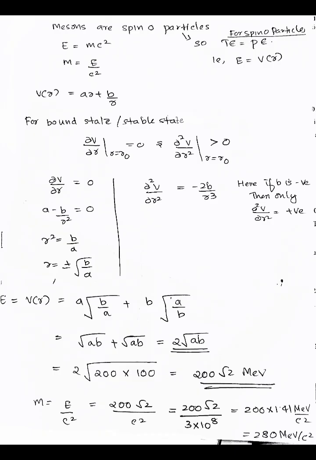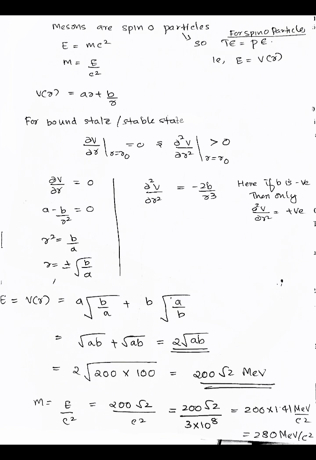This gives a minus b by r square equal to 0. That is, r square is equal to b by a, where r is equal to plus or minus square root of b by a. So here, ∂²V/∂r² is equal to minus 2b by r cubed. For a bound state, this should be greater than 0.